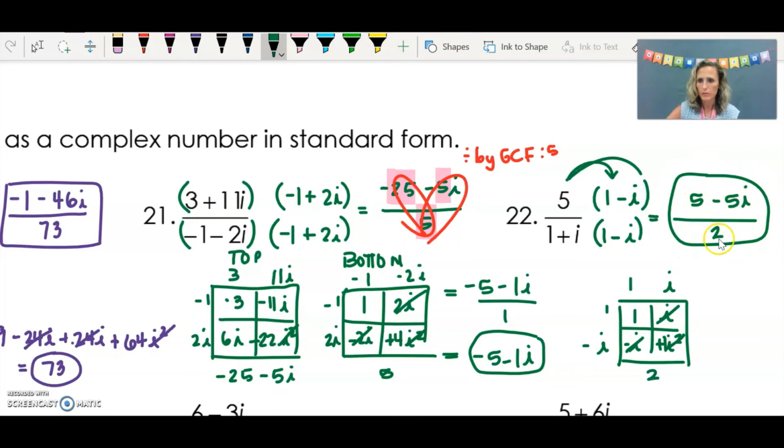We can't simplify. There's no GCF for all 3 of those. If it's only 2 of them, it's not okay. It has to be all 3 coefficients in order to simplify in that way.